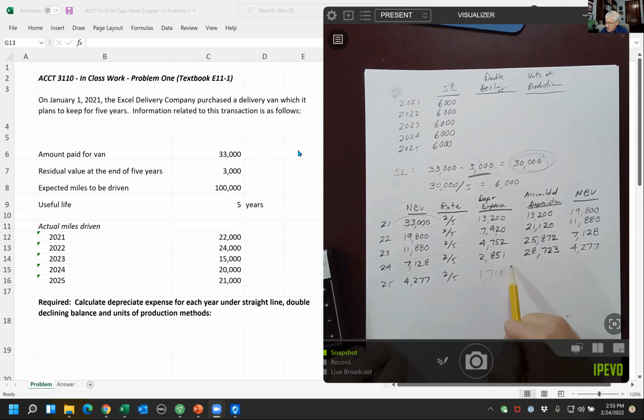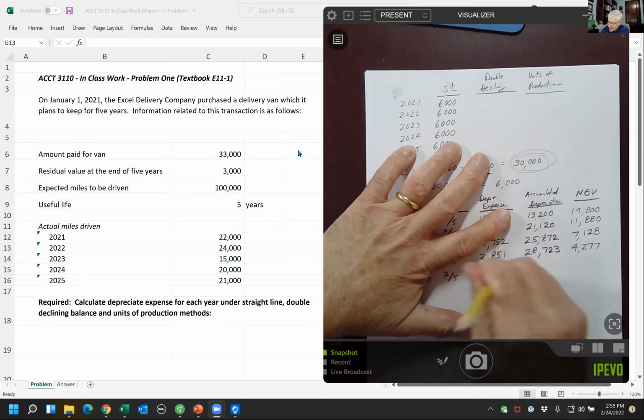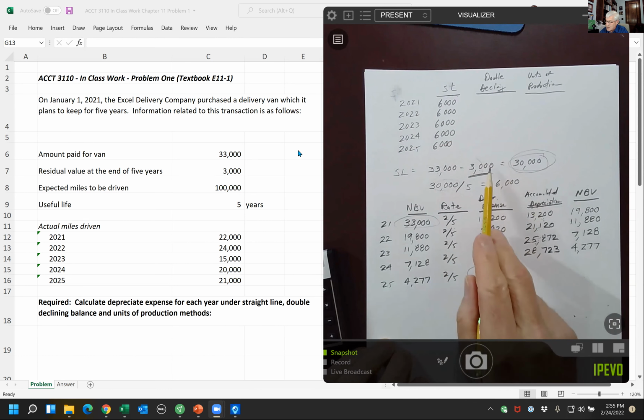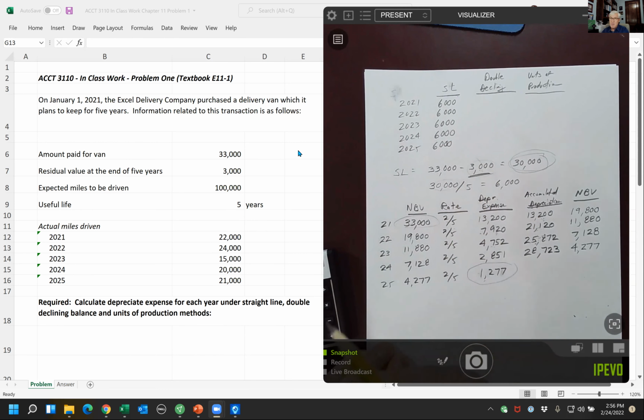So this is now going to be a plug. What does it take to get this to 4,277? It's going to take depreciation expense of 1,277, or 4,277 minus the $3,000 residual value. So I told you we're still going to account for the residual value, but at the end, not in the beginning. Only method where we don't account for it at the beginning. All right. 28,723 plus 1,277. I already know the answer to this. $30,000.